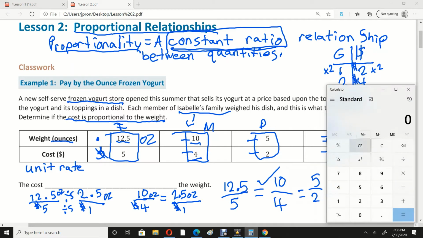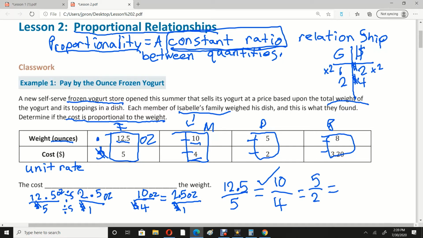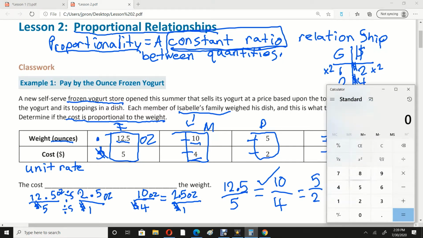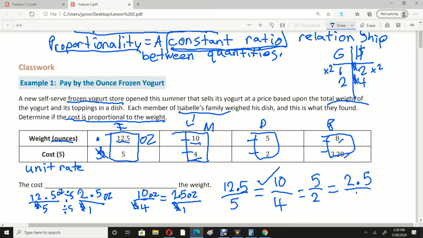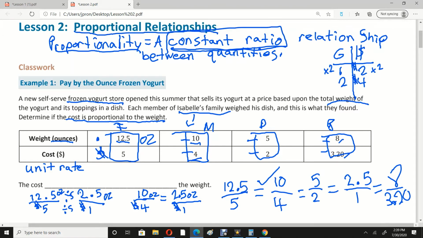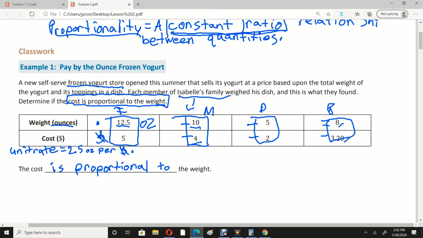What if we look at the last one? Brother got 8 ounces for $3.20. So 8 ounces divided by $3.20 is 2.5 ounces per dollar, right? So 2.5 ounces per dollar, and that's equal. They're all equal. They're all an equivalent ratio to one another. So the question, is the price proportional to the weight? The answer is yes.